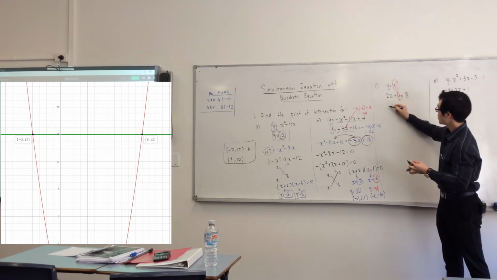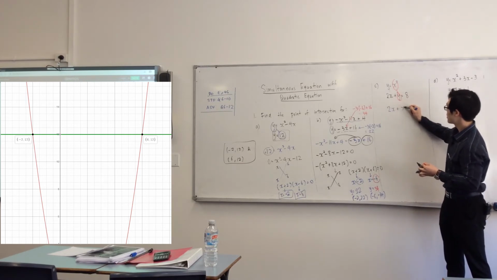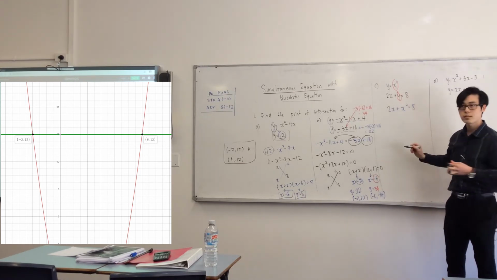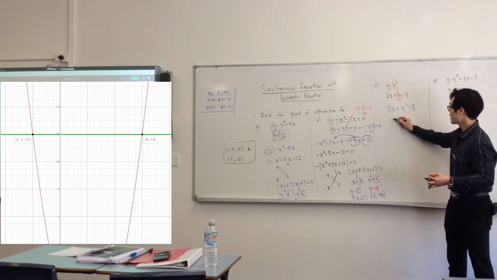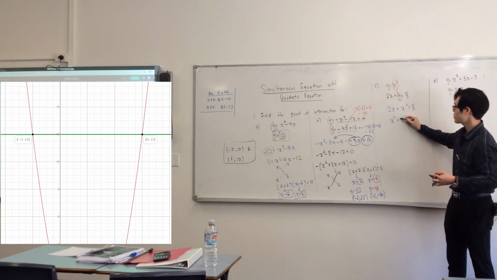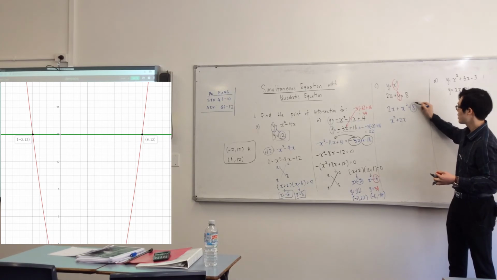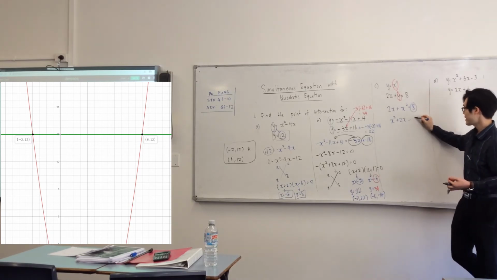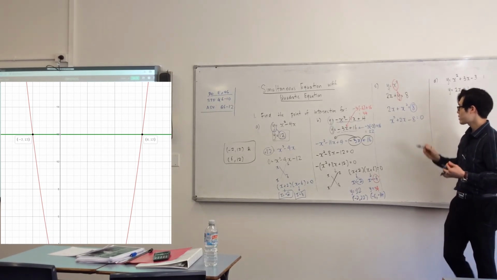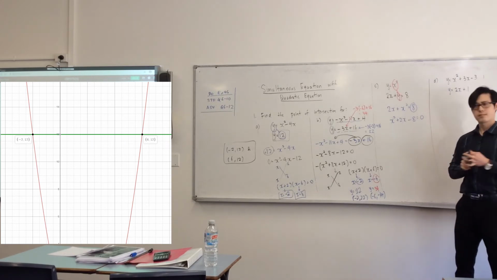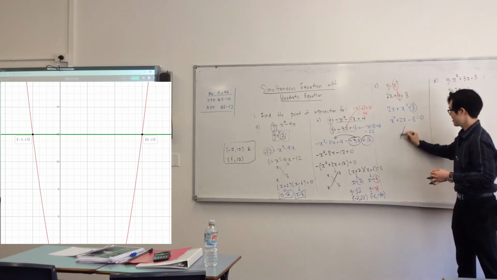So x squared plus 2x equals 8. Yes, same steps as usual. Let's just rearrange this so that x squared comes first. You always want to make x squared come first. Minus 8 equals 0. Can I factorize that? No.